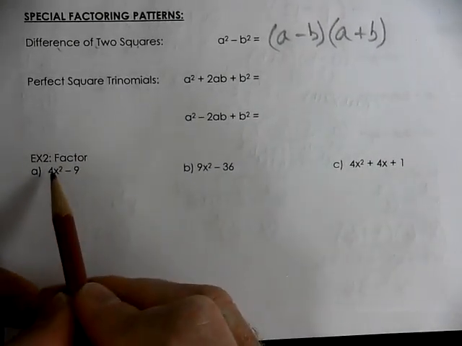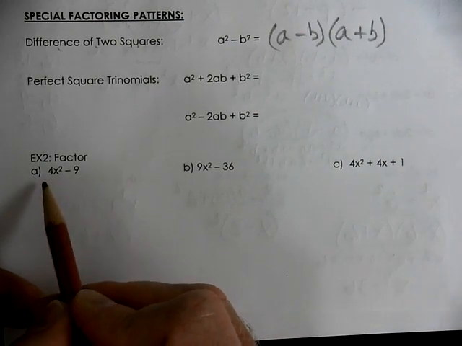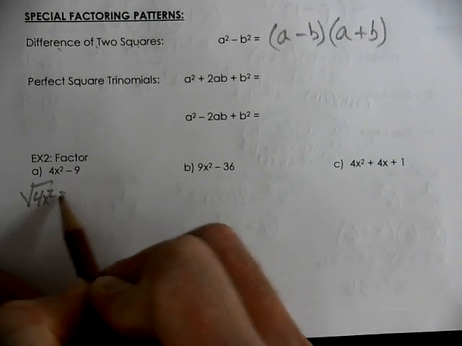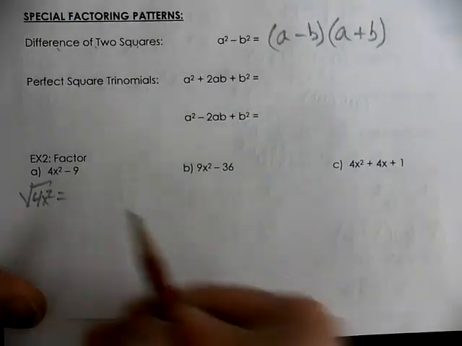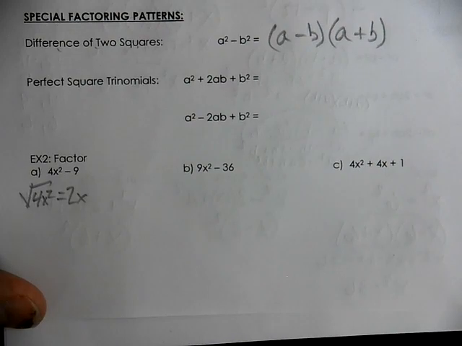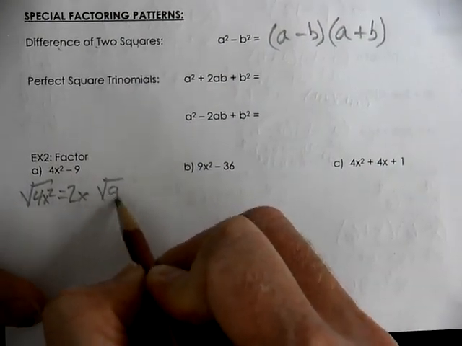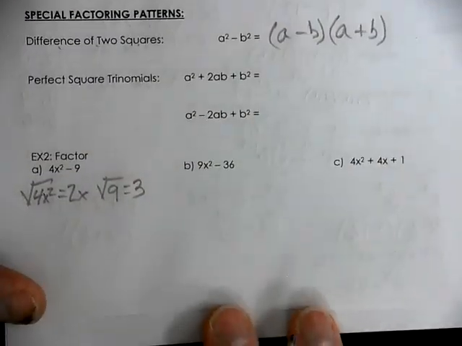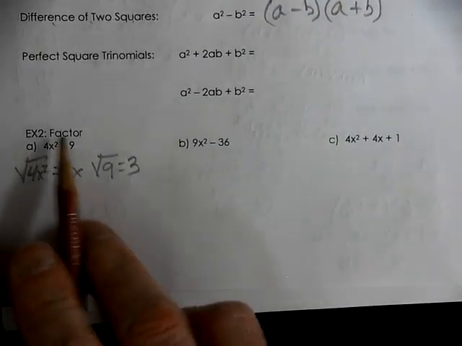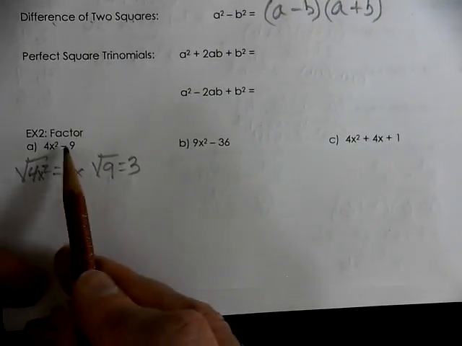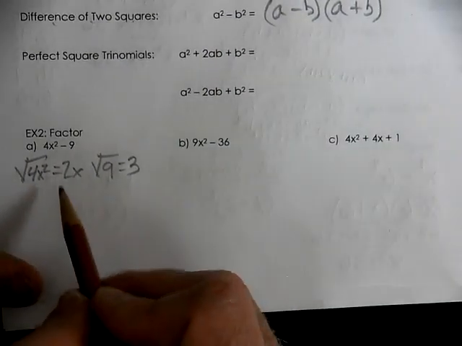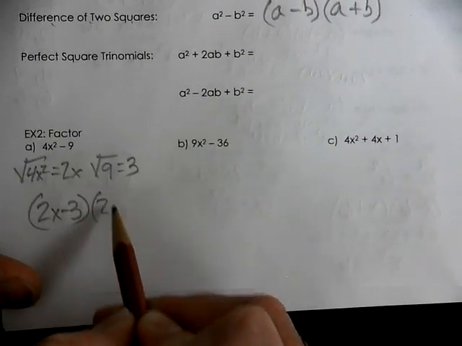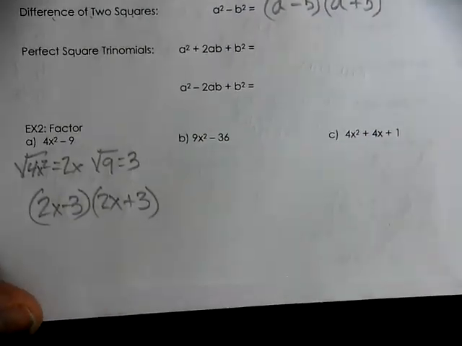Let's come on down. What makes 4x squared? So what you're asking yourself is, can you take the square root of 4x squared? The answer is yes, that's 2x. Can you take the square root of 9? Is 9 a perfect square? Yes, you can. It's 3. So if you can take the square root of both of those terms, and it's a minus in between, then the magic pattern is 2x minus 3, 2x plus 3.